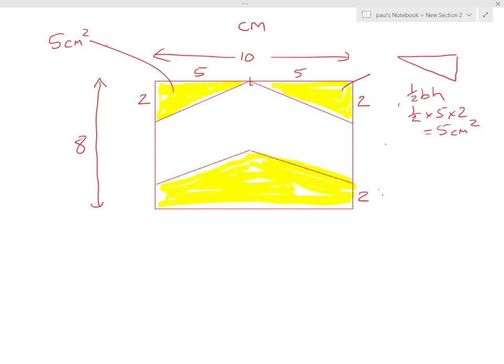Now, this, we've got a rectangle. So there, the rectangle is going to be 2 by the same number up there, 10. It's going to be 2 by 10. So 2 times 10 equals 20. And all we're left with is this big triangle in the middle.